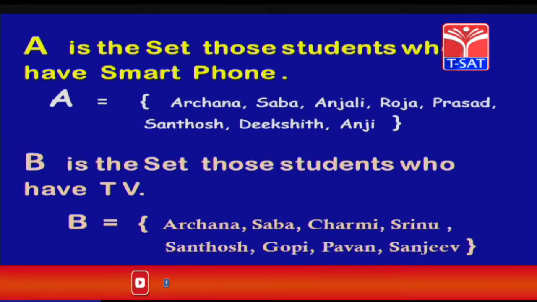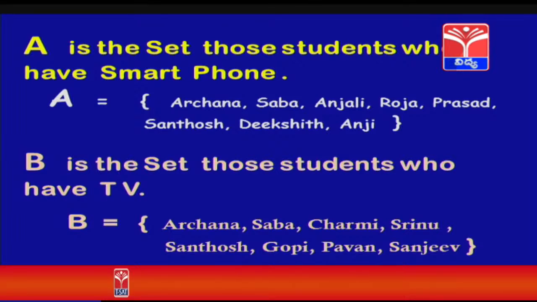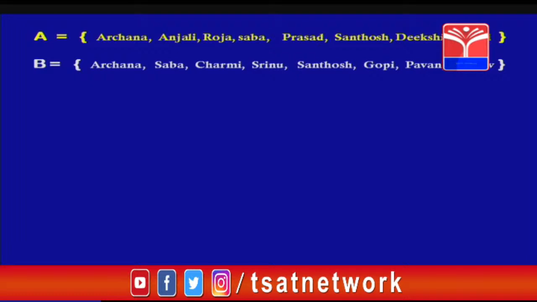Whatever sets you come across, observe whether there is any common element, whether there are no common elements, or either A is a subset of B or B is a subset of A. You have to think in such a way. That is the way of visualizing sets. Again, I am representing both sets through a Venn diagram.